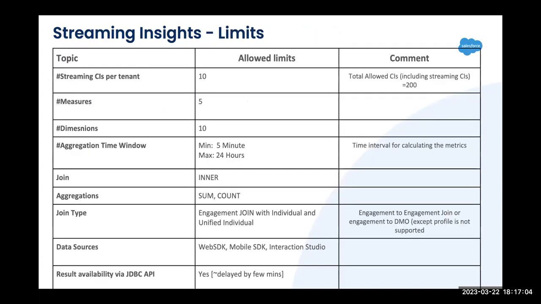So there are some limits in streaming insights. The limit per tenant for streaming insights is 10 allowed, and the total allowed CIs, as I told, per tenant is 200. And there are some different allowed limits for measures, dimensions, aggregations, joins, aggregation types, data sources, and result data sources. And if you would like to connect using webhooks or JDBC APIs, you could leverage those limits as well.